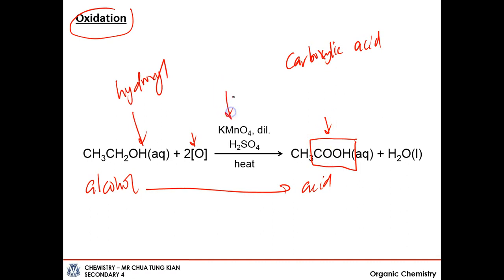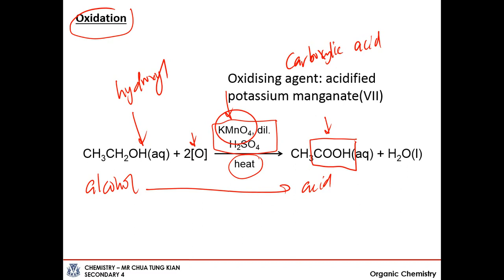What do you need? You need dilute potassium manganate 7 and H2SO4. So this is what we call acidified potassium manganate 7, you recall? The acidified potassium manganate 7, and we need some heat. Basically just some slight warming. So during this reaction, something special happens.